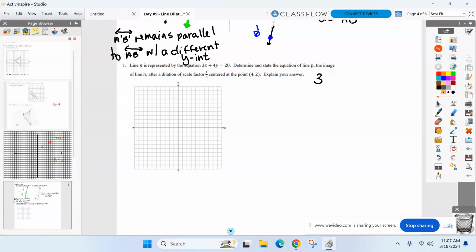I'd love to see what this line looks like first. That's why I provided graph paper for you. Can we put this on graph paper for me? And I'm going to take a moment because we have plenty of time today.